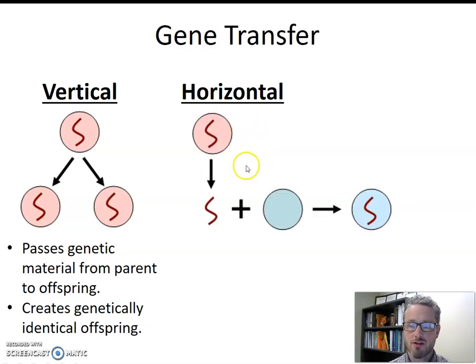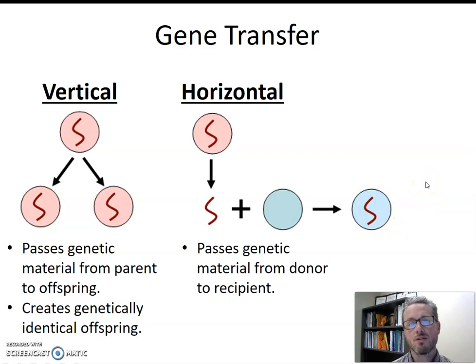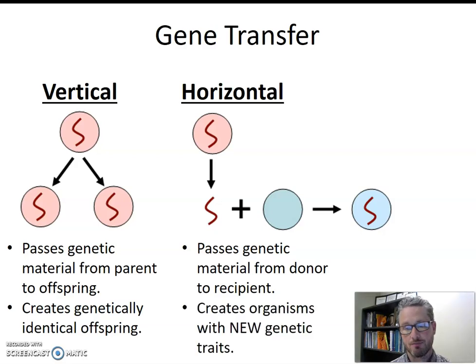So horizontal gene transfer is going to involve two different cells. A donor cell that's going to give away some genetic material, and that genetic material will be added to a recipient cell to create a cell that has some new genetic material. And perhaps the cell can do something new. So horizontal gene transfer passes genetic material from a donor cell to a recipient cell. Again, what's so interesting about horizontal gene transfer is that this is a mechanism by which we can create organisms with new traits. And that's critically important to understanding things like antibiotic resistance in microbial populations.